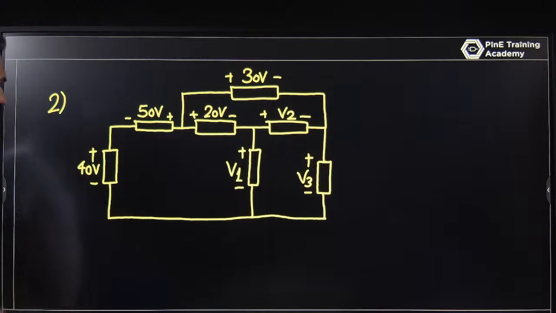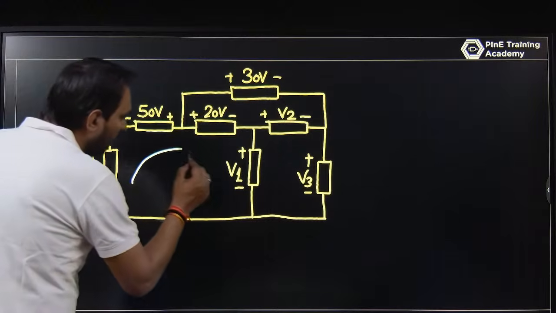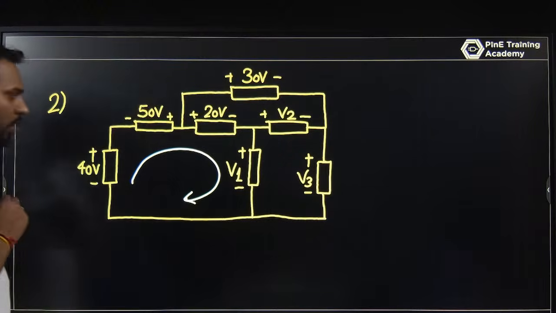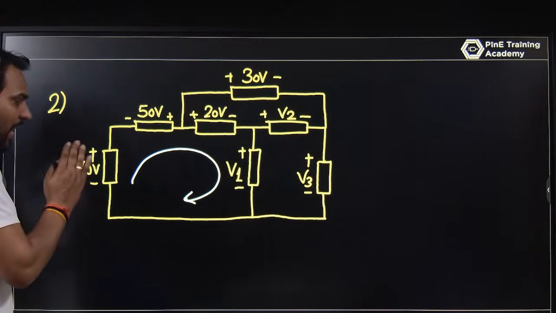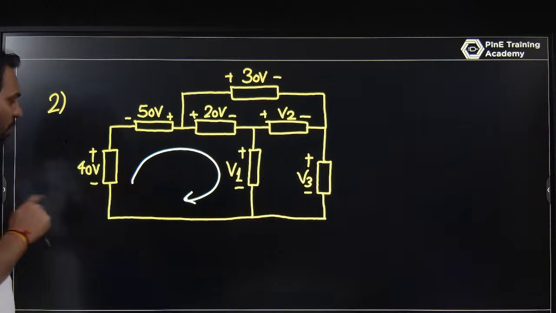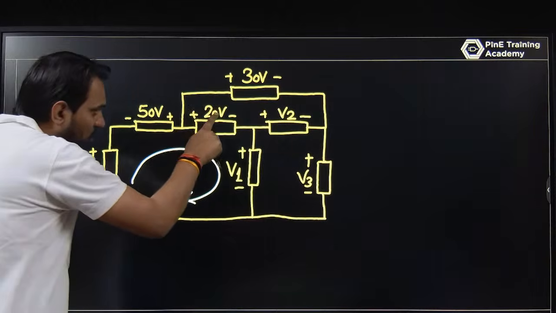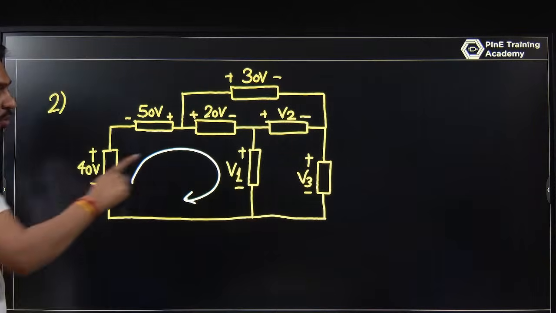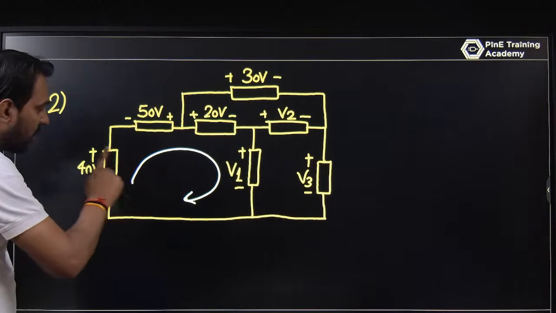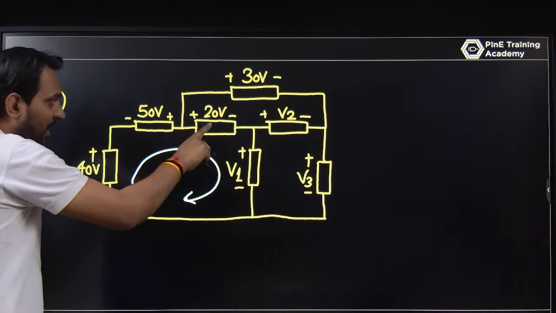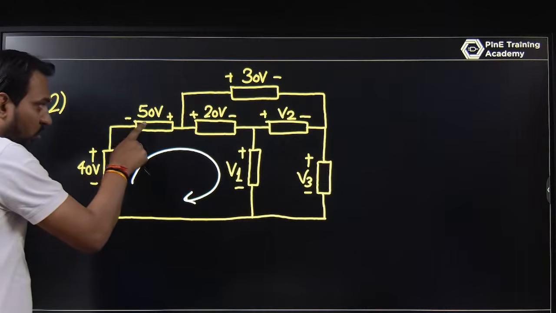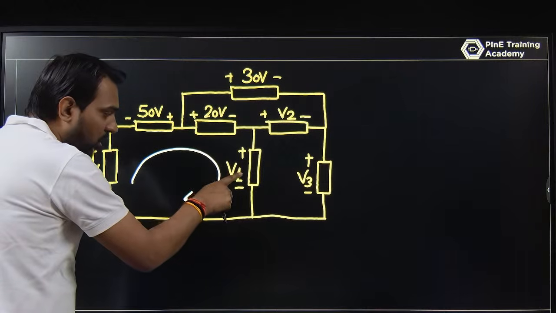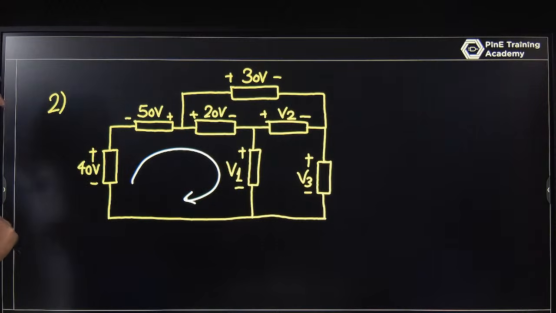So you can solve this loop. If you are solving this loop, just analyze it. If you are taking this loop, what will happen? You know this value, you know this value, you know this value, you don't know about the V1. If you are using this loop, this element, this element, this element, and this element voltage will be required. You know this voltage, you know this voltage, you know this voltage, you don't know about the V1, you can determine it in one line. Just solve it.